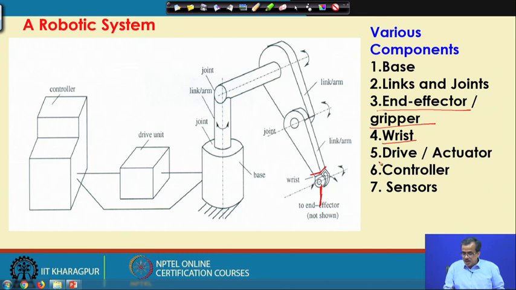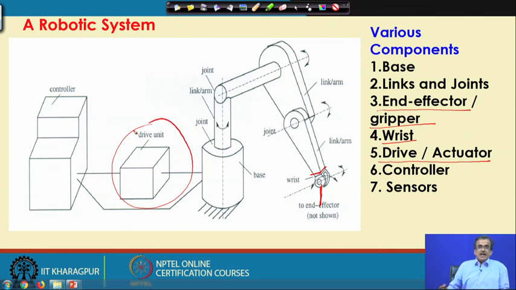Next is the drive system or the actuator. Let me see what type of drive system we have in our body. We human beings depend on both a mechanical drive system, with the help of our muscles, and a hydraulic system, with the help of blood, which is pumped by the heart.